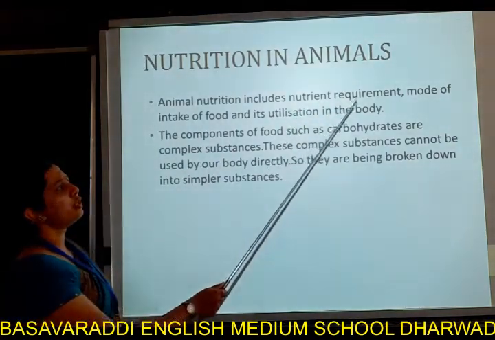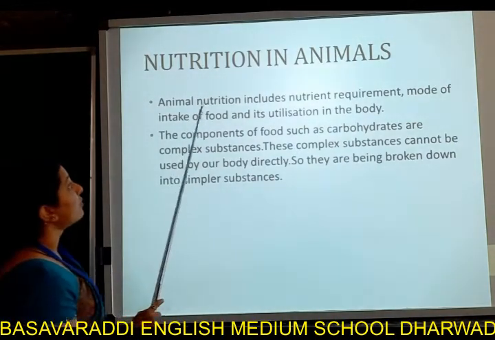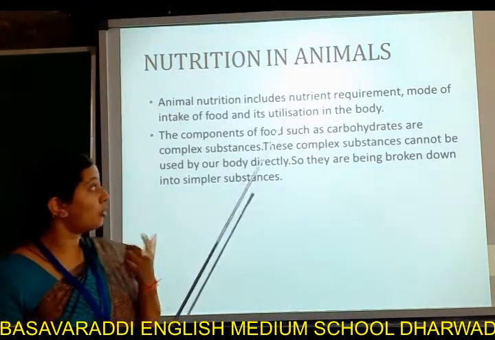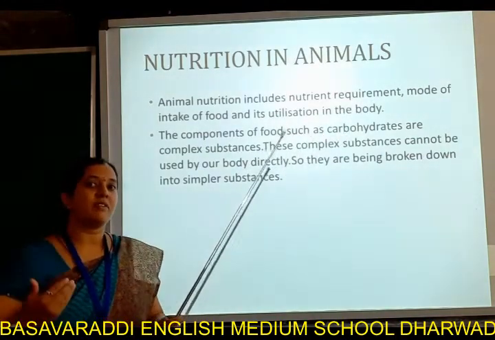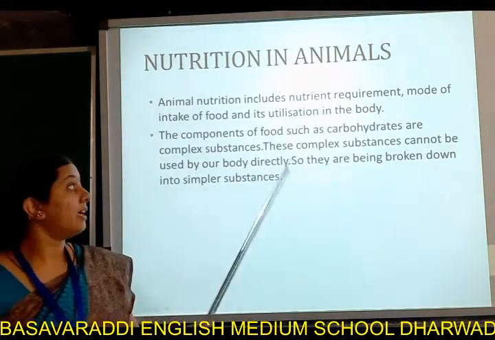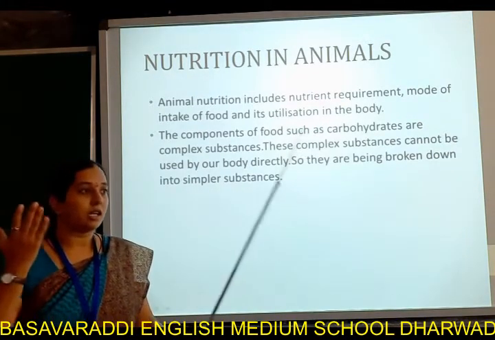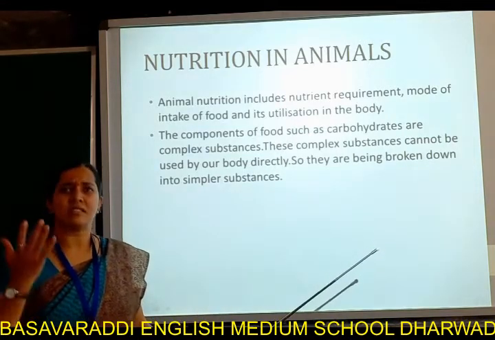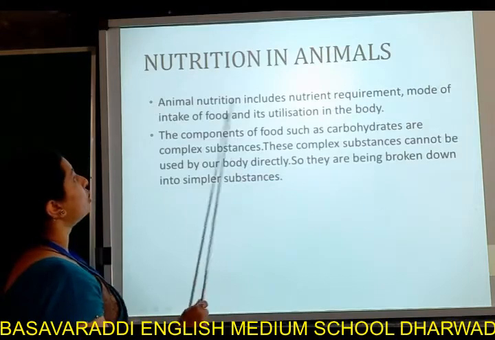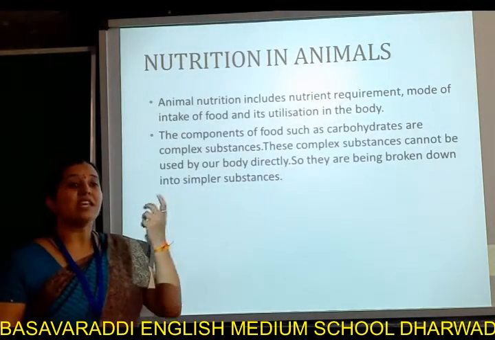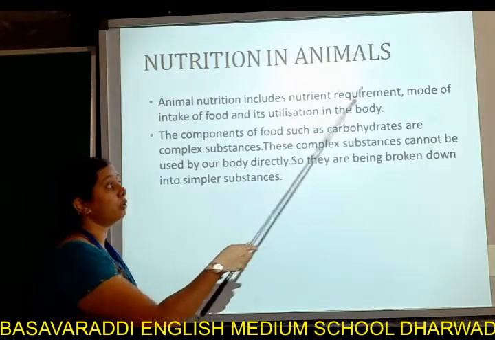Animal nutrition includes nutrient requirement, mode of intake of food and its utilization in the body. So when we use the word nutrition, what all things are included in it? Nutrient requirements. We have already studied in the 6th standard the components of the food: carbohydrates, proteins, vitamins, minerals, dietary fiber and water. They all come under nutrients. These nutrients are required by our body in different ratios, that's why there is nutrient requirement.